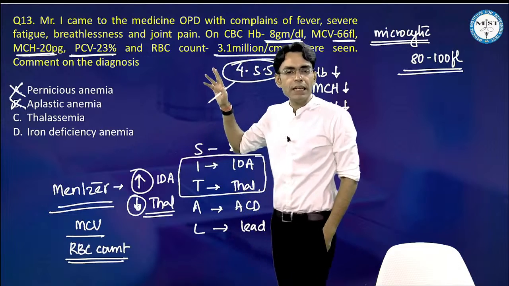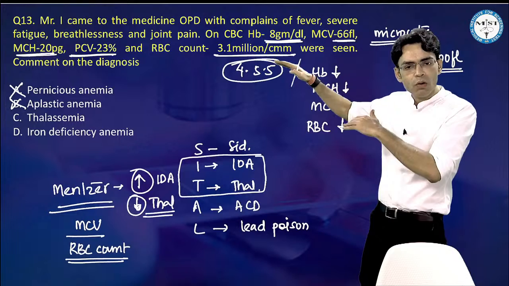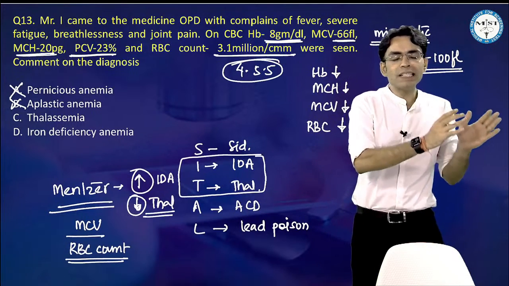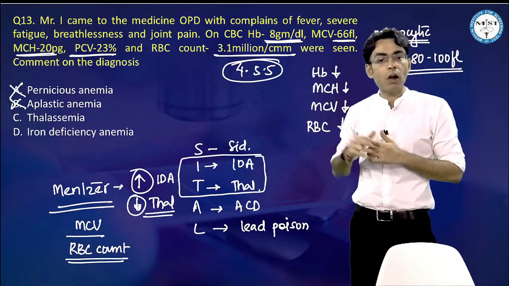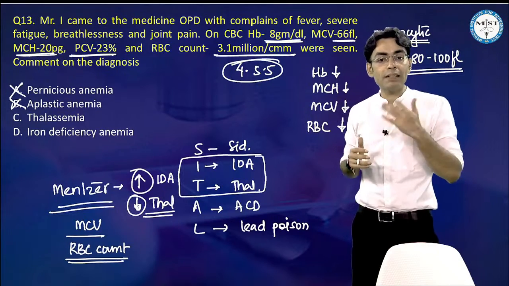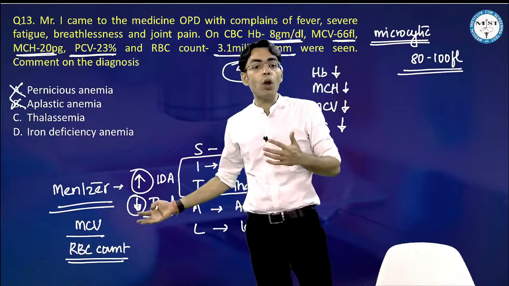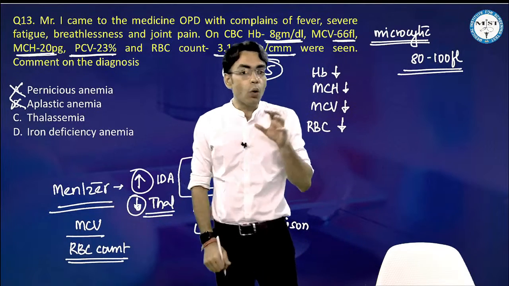Whenever you see, I'm just telling you how to solve these questions in the exam: if you see low RBC count and low MCV, then this question probably goes towards iron deficiency anemia. If you see a more or less normal RBC count and the MCV is going low, the overall value will be low, because what is getting low here? The numerator.